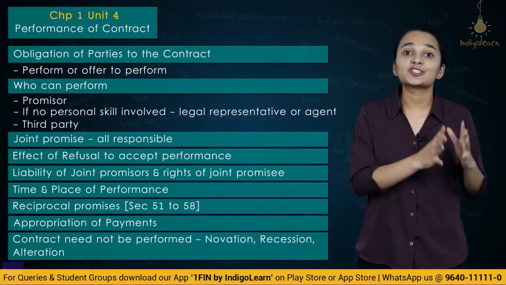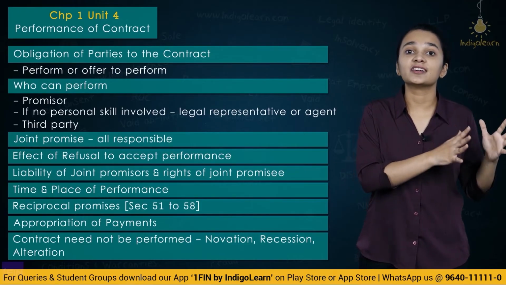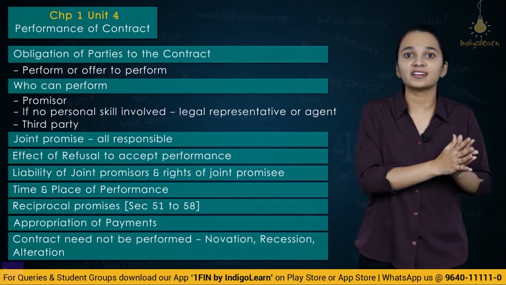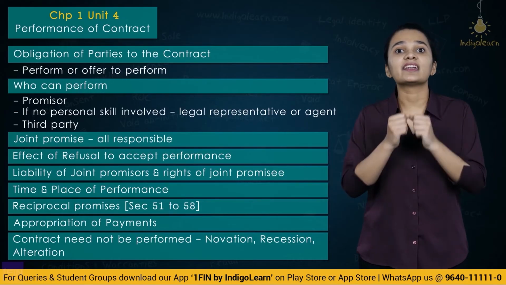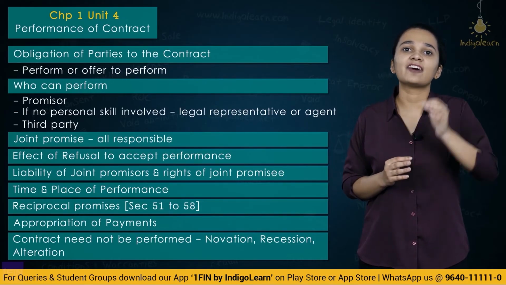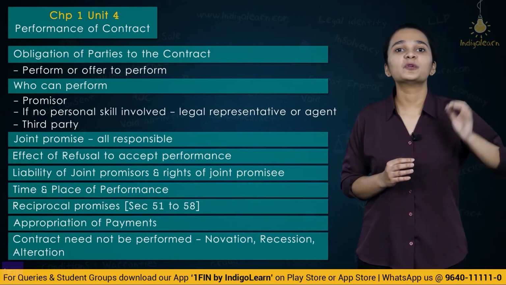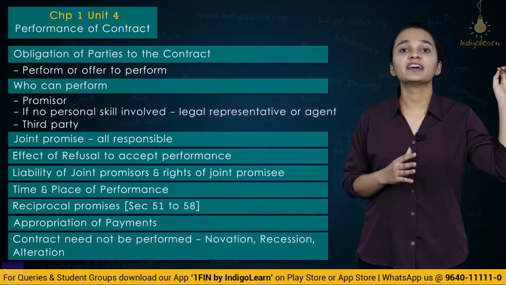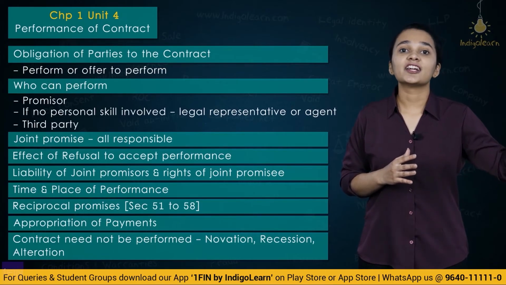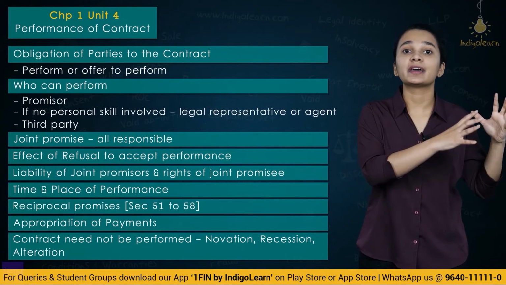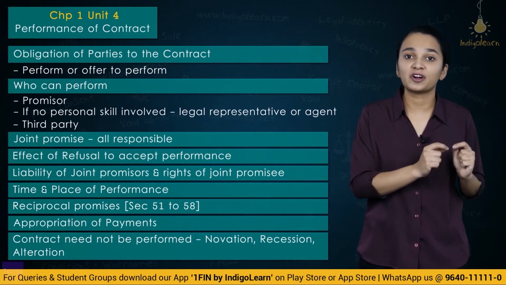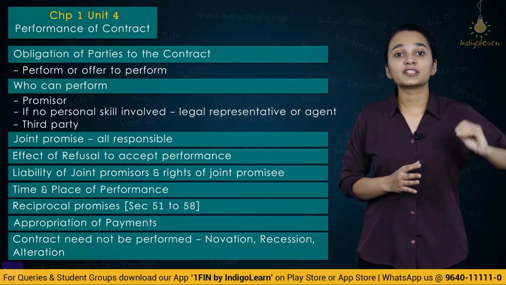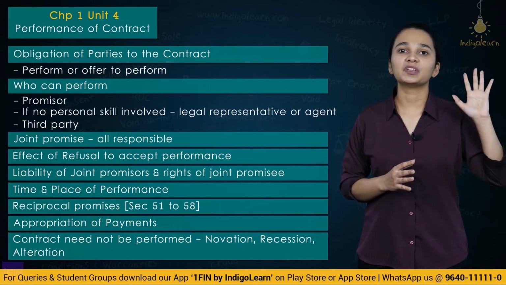Section 64 talks about restoration of benefits which have been transferred under a voidable contract. If a contract is voidable and it is rescinded by the aggrieved party, then if the aggrieved party had received any benefit under the contract, they will have to return it to the person from whom they received it. Section 65 is on the same lines, but this talks about restoration of benefits received under a void contract. If any benefits were transferred to a person under a void contract, the person who has received the benefit is bound to return it to the person from whom he has received it.